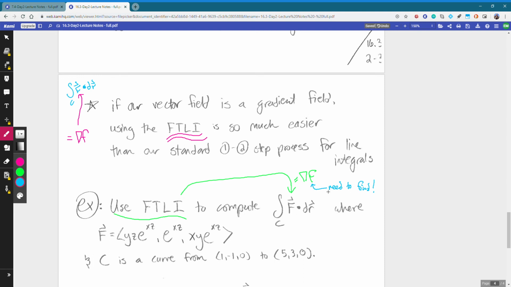So at this point, pause the video, see if you can take our vector field here, and by considering the x, y, and z components, try and construct our function little f and check it out, and then use the fundamental theorem to compute our line integral.